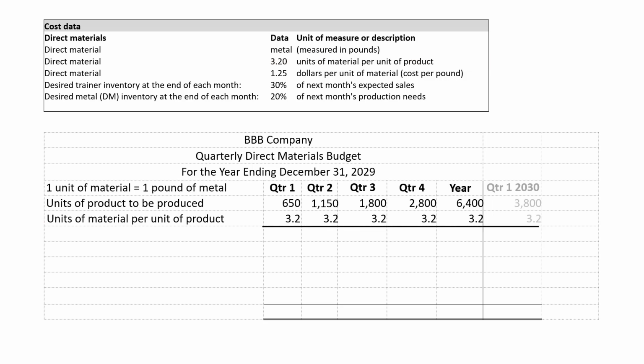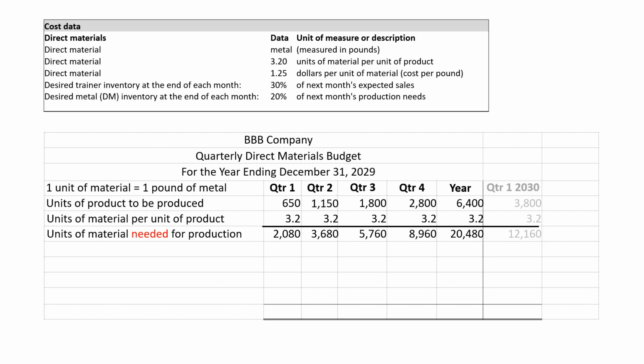Now we can multiply quarter 1 units of product, 650 stands, times 3.2 pounds of metal per stand to get 2,080 pounds of metal. We will need 2,080 pounds of metal to make the 650 stands in quarter 1. The line label is units of material needed for production. We'll do the same math across the row. The next 4 rows follow the same patterns and use the same math as the production budget.